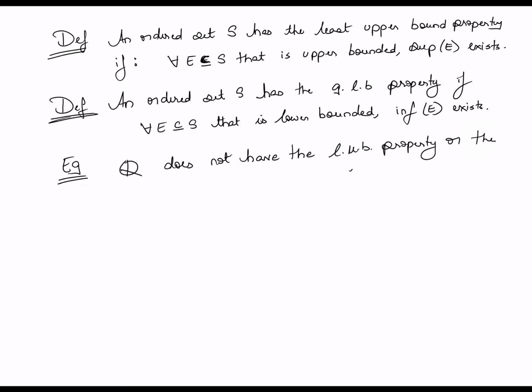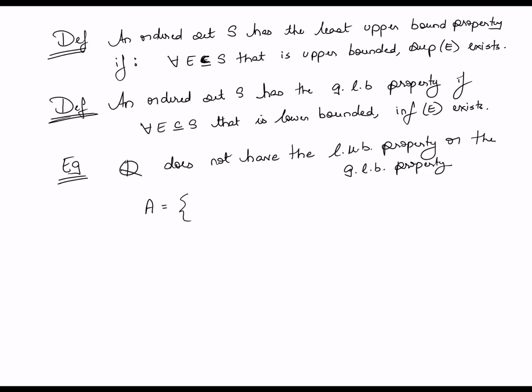Or the GLB property. Okay, the rationals do not satisfy the LUB property, or for that matter the GLB property. How do I demonstrate this? Remember, we had defined these subsets. So let me just remind you again.